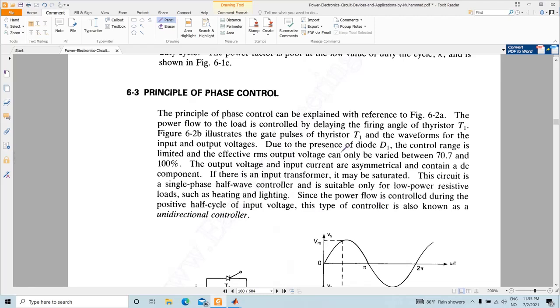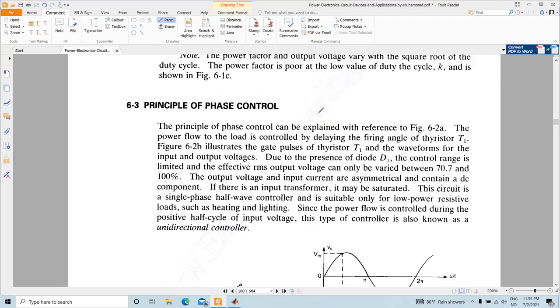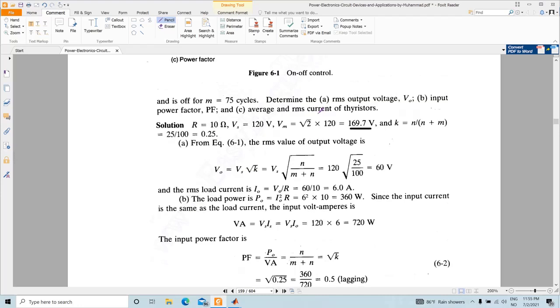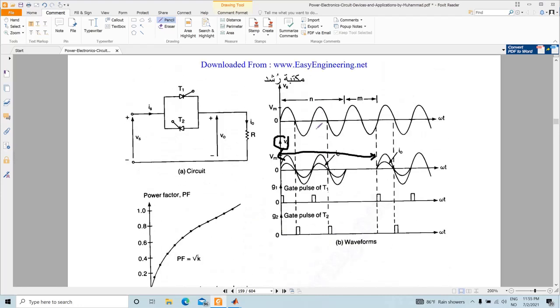So the on-off control is pretty simple and straightforward. If I recap it again, your thyristor is allowed to turn on for certain cycles, and for certain cycles it is turned off, and by doing so you control the output RMS value. This particular kind of arrangement is quite useful in industrial heating.